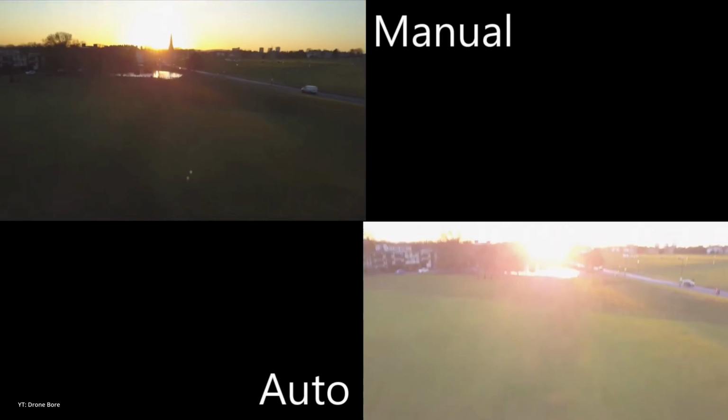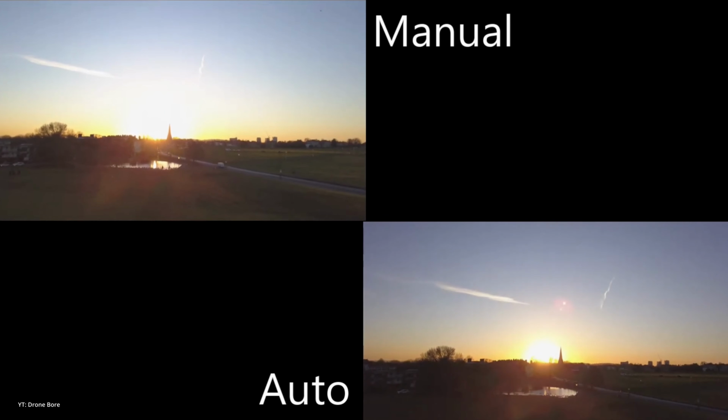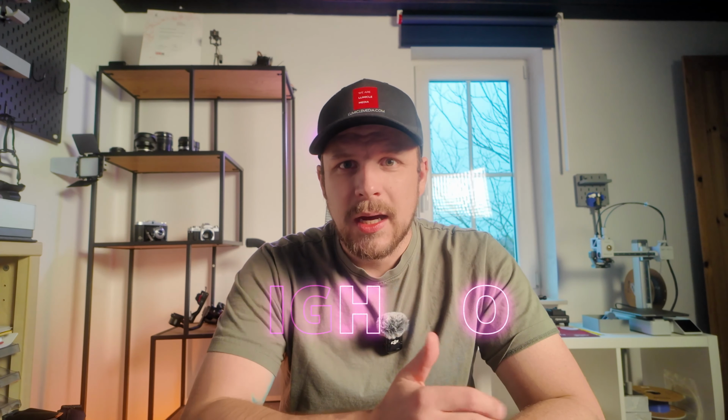Number 5, auto mode. It's the lazy pilot's dream, but here's the reality. It's a disaster for your footage. Auto settings adjust exposure constantly, especially in changing light, leading to flickering or blown out highlights, and it just doesn't look consistent. Imagine filming the most beautiful sunrise you've ever seen, only to have the camera of your drone overcompensate for every shadow. Worse, auto mode often pushes high ISO, creating grainy, unstable footage.